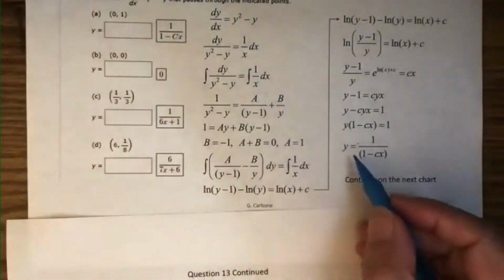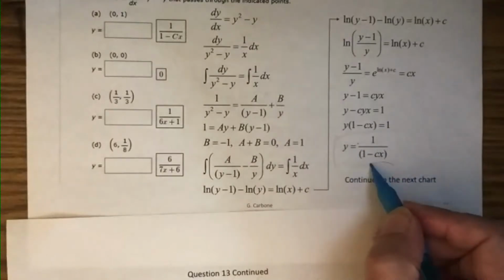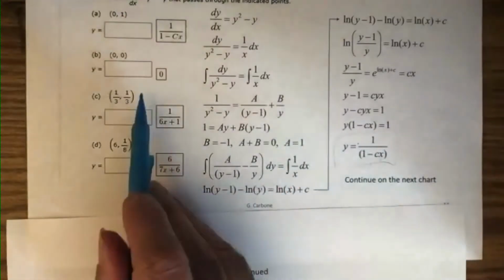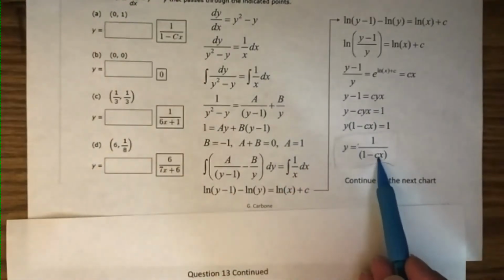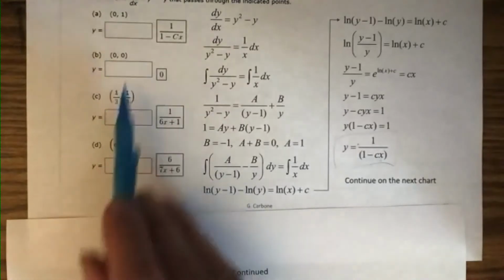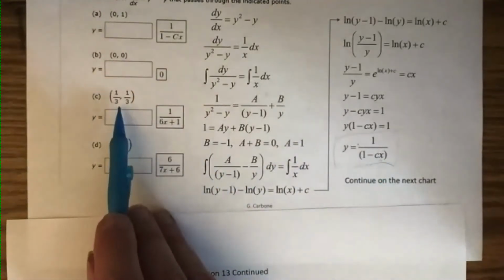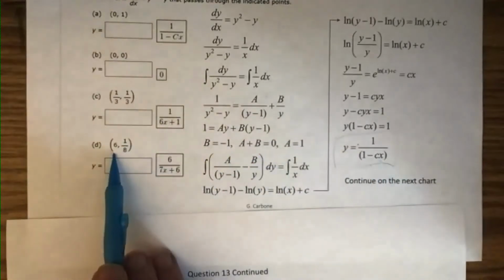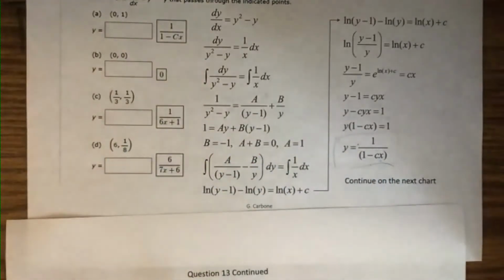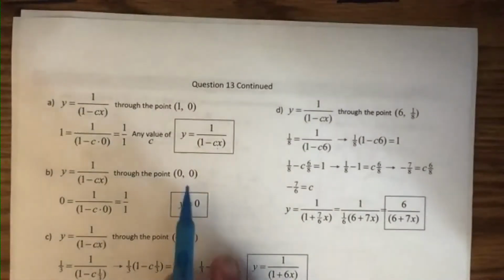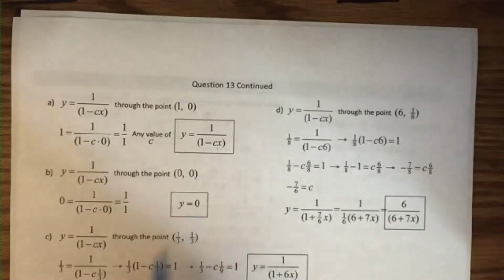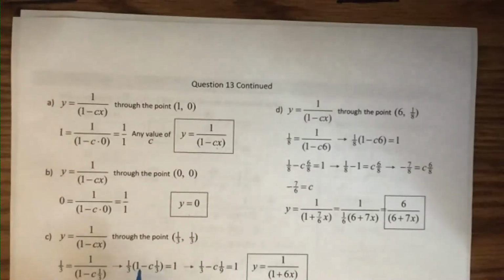So in each one of these cases, this is the general solution, right? This is your general solution. And then after you get the general solution, you're trying to find C such that it goes through the point 0, 0. You're trying to find C so that it goes through 1/3, 1/3. C so that it goes through 6, 1/8, and that's it. Okay. And once again, the solutions are worked out here. It's interesting. So to go to the point 0, 0, it's just y is equal to 0. Okay.